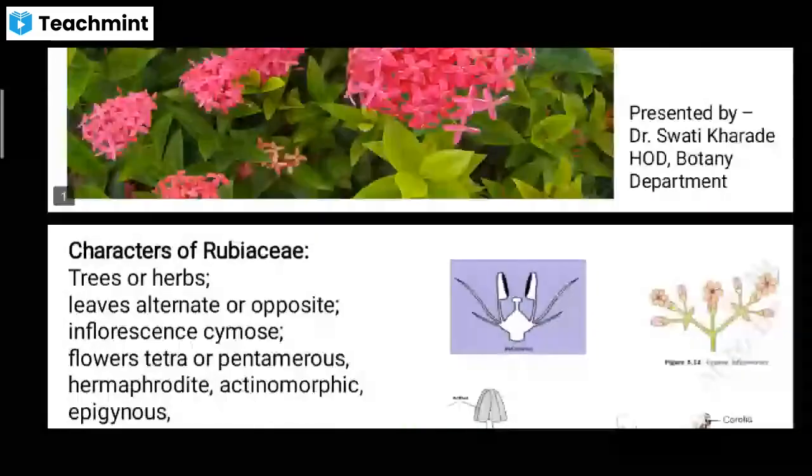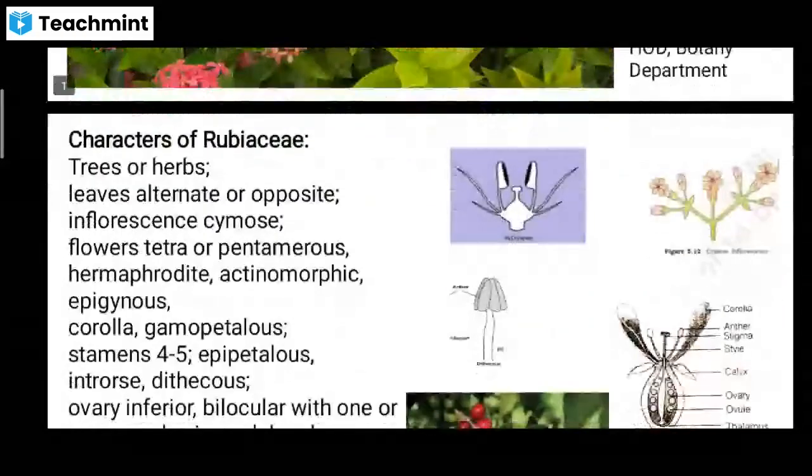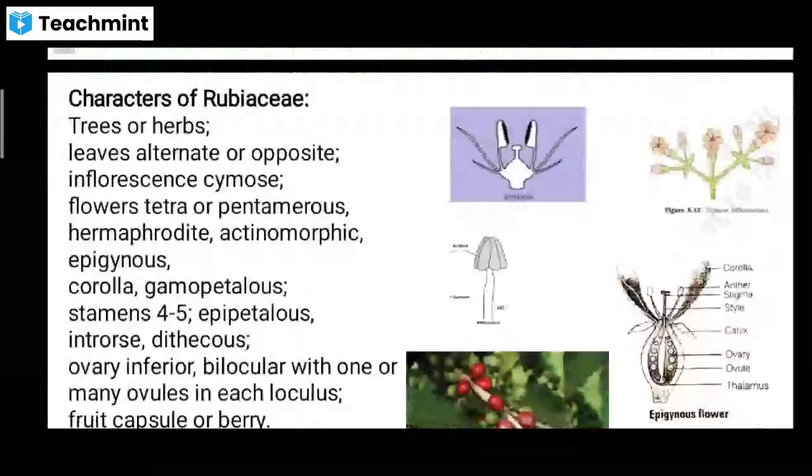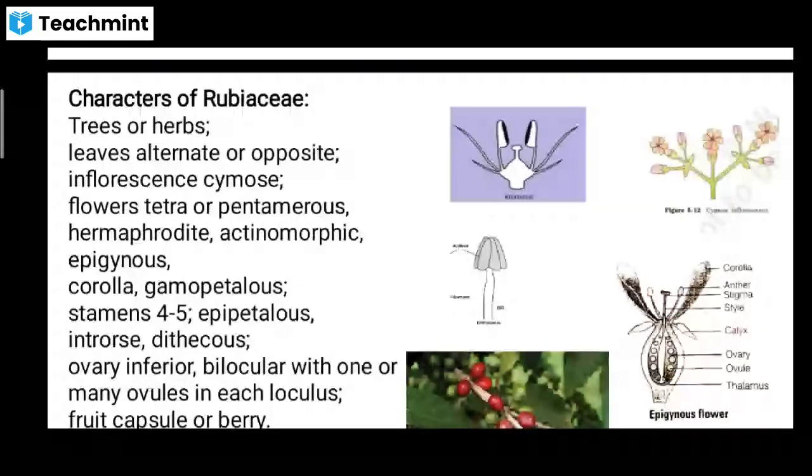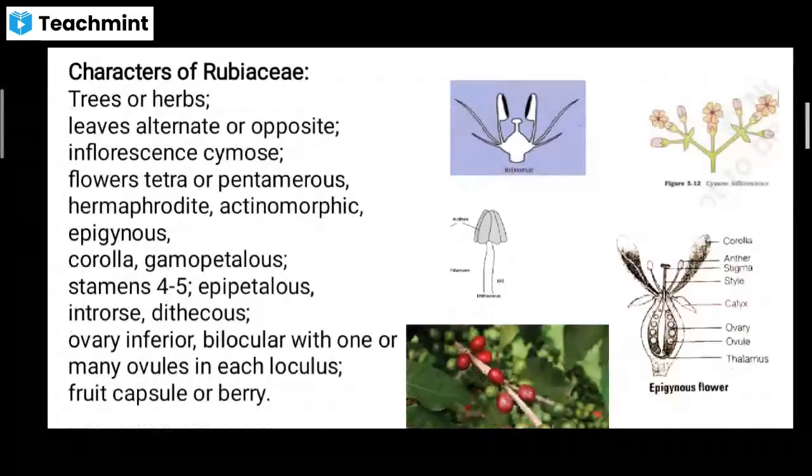So these petals, the corolla, will be in fused condition. Then the stamen number is 4 to 5 and they are epipetalous. They are attached to the petals. You can see in the picture the stamens that are attached to the petals. That term is epipetalous.